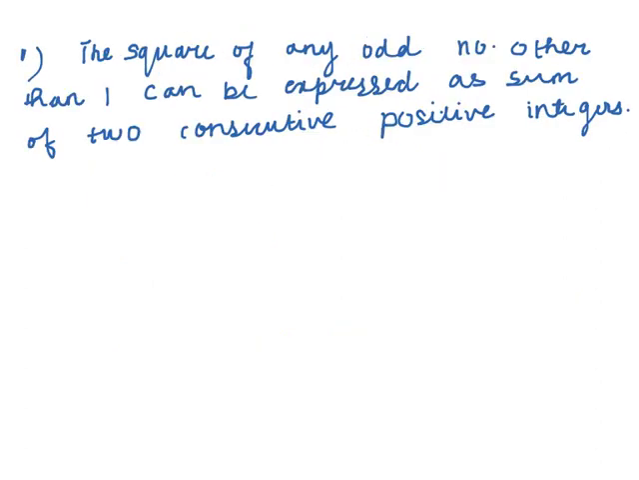According to the next property, the square of any odd number, but it should not be 1, can be expressed as the sum of two consecutive positive integers. For example, if we have 5 square, then 5 square is 25. Then it can be expressed as the sum of two consecutive positive integers, 12 and 13.